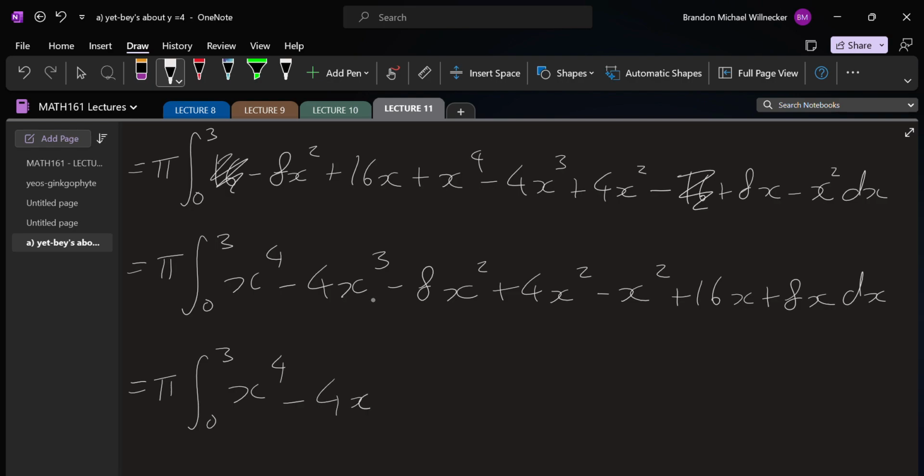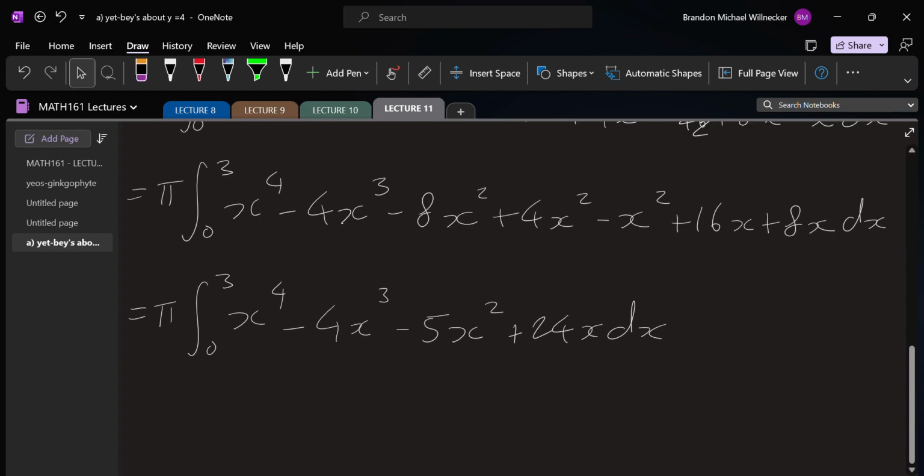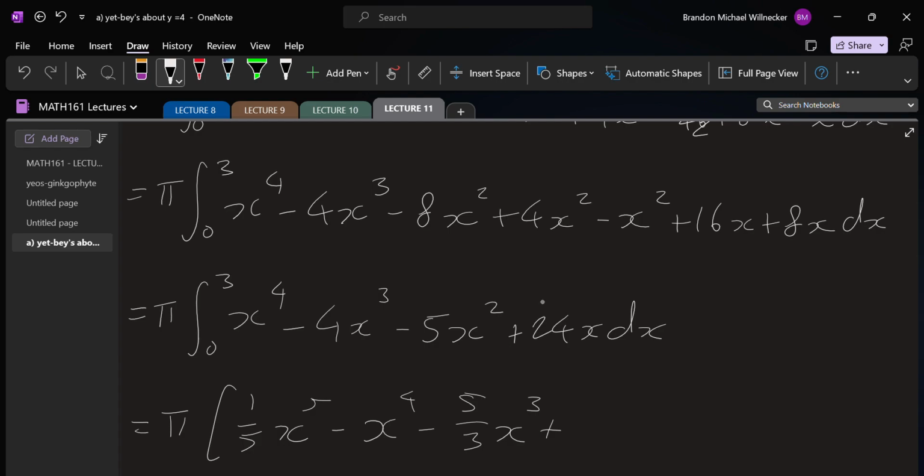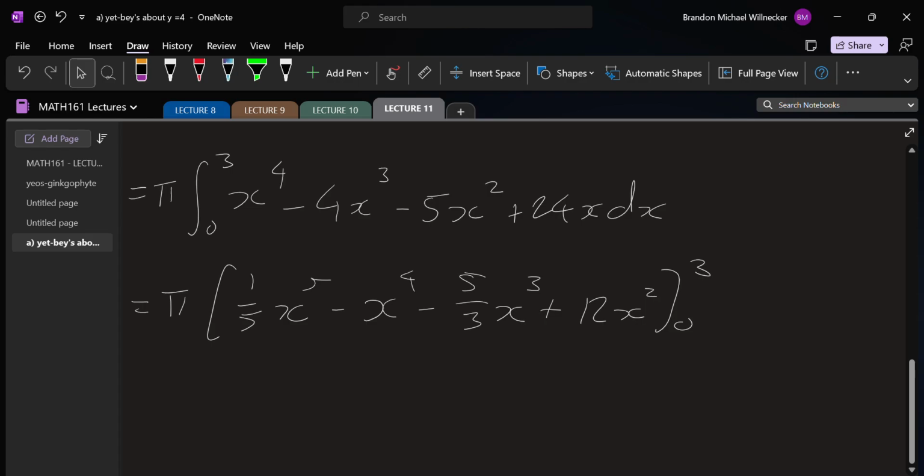We can group some things together and then do the integral. So it's going to be pi integral from 0 to 3, x to the 4 minus 4x cubed minus 8x squared plus 4x squared, which is minus 4x squared, minus another x squared, that's minus 5x squared. 16 plus 8 will be plus 24x. Now it's just a normal polynomial, so just use the power rule. That's going to be pi, 1/5 x to the 5 minus x to the 4 minus 5 over 3 x cubed plus 12x squared, from 0 to 3.